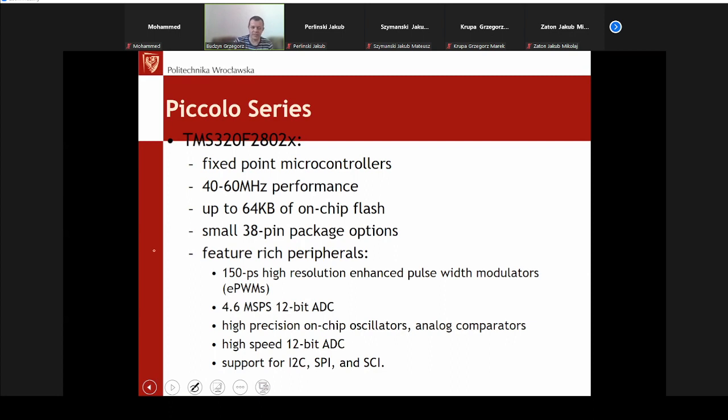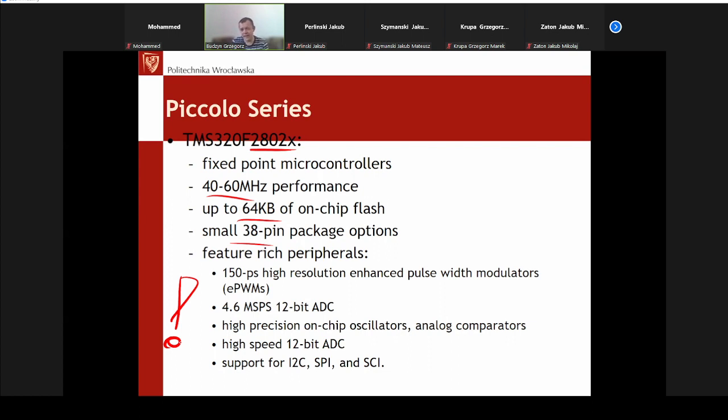So take a look at this. The processor from the Piccolo series, so a small processor. Okay, we've got small clocking. We've got not too large memory, 64 kilobytes is nothing. We've got a tiny package, just 38 pins, but we've got those features. So take a look, 150 picosecond enhanced PWM, so very high resolution, 150 picoseconds.